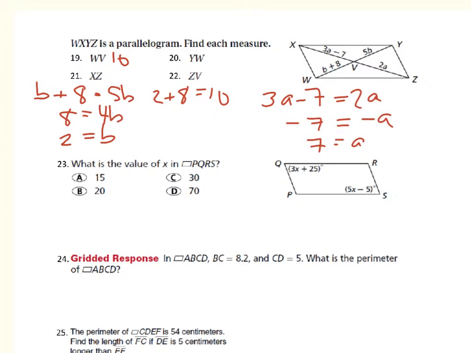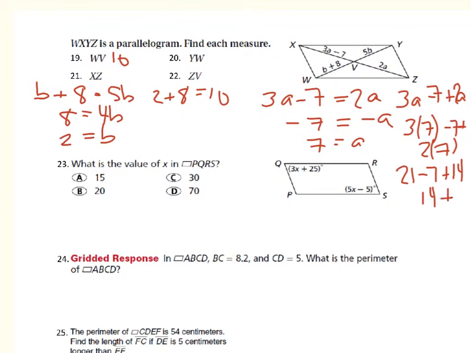Now to find the entire length of the diagonal, it's going to be 3A minus 7 plus the 2A. So I'll have 3 times 7 minus 7 plus, then I've got 2 times 7. Okay, that gives me 21 minus 7 plus 14. And that'll give me 14 plus 14, which is 28. So I know XZ has a length of 28.